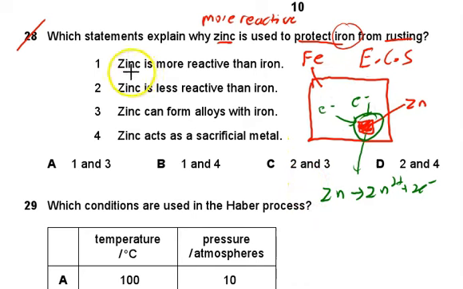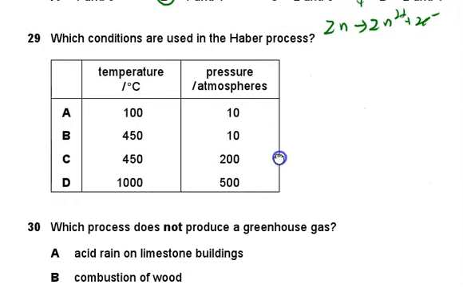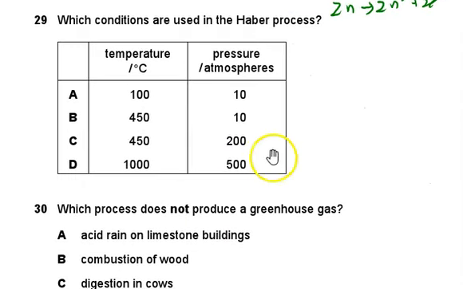So it's because zinc is more reactive than iron, and zinc also acts as a sacrificial metal. So this metal is also being used in ships. Okay, so your best answer here will be 1 and 4, which is B. Okay, now let us move to question number 29.